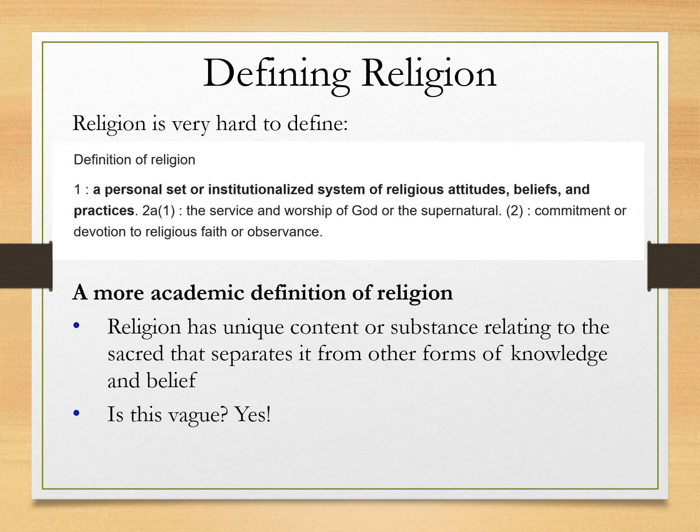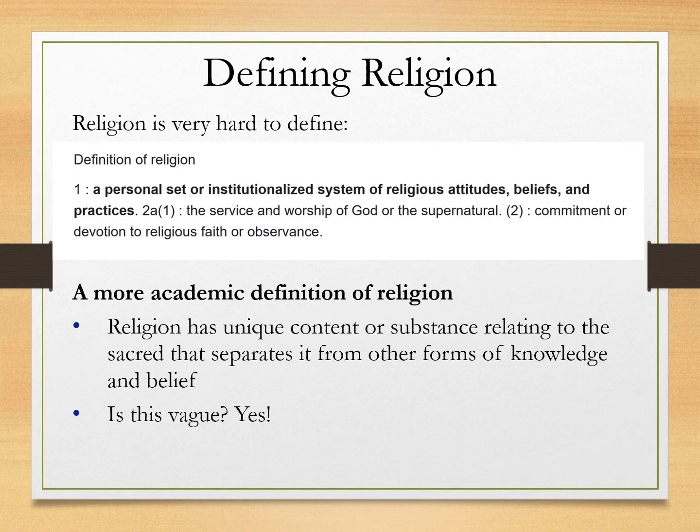A more academic definition of religion is that religion has unique content or substance relating to the sacred that separates it from other forms of knowledge and belief. So that is a much vaguer definition, but it's something that all academics can use for the purpose of generally agreeing upon things and studying across fields.